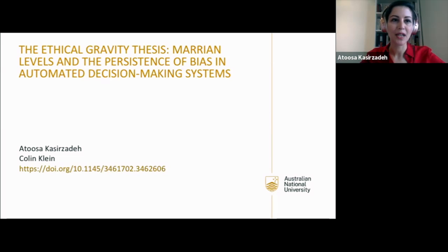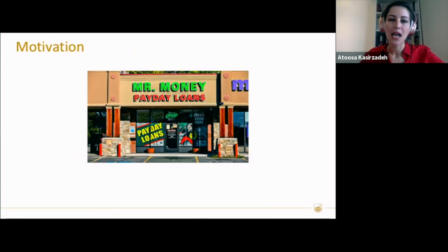So we're going to talk about the ethical gravity thesis, Marrian levels, and the persistence of bias in automated decision-making systems. And let's start with an example.